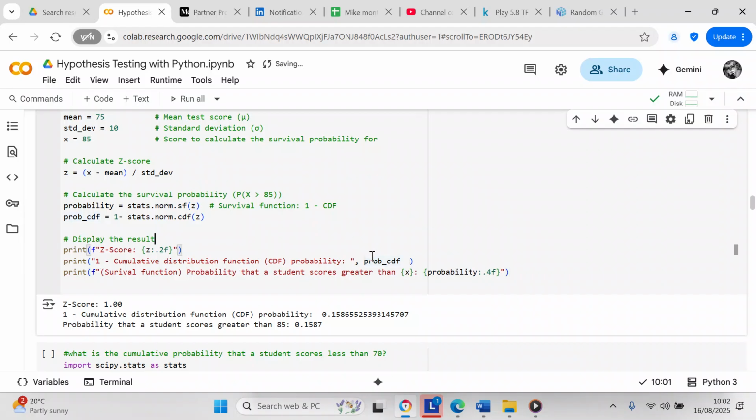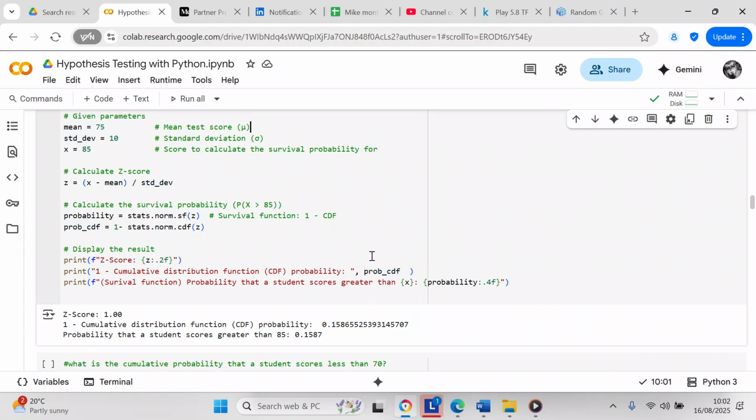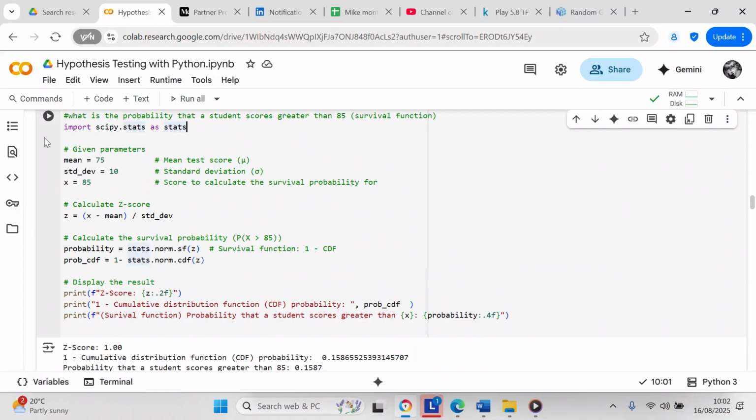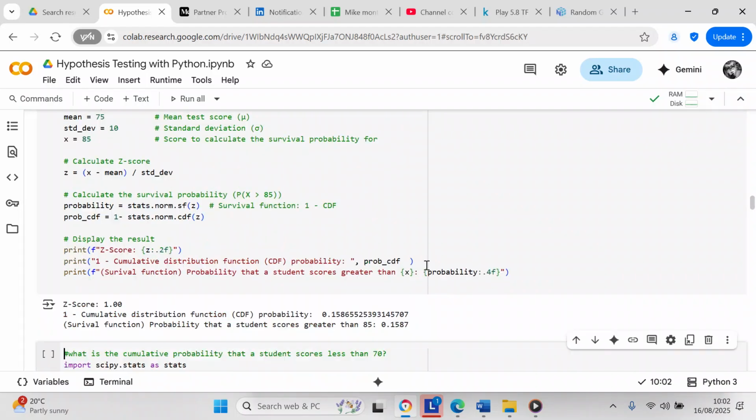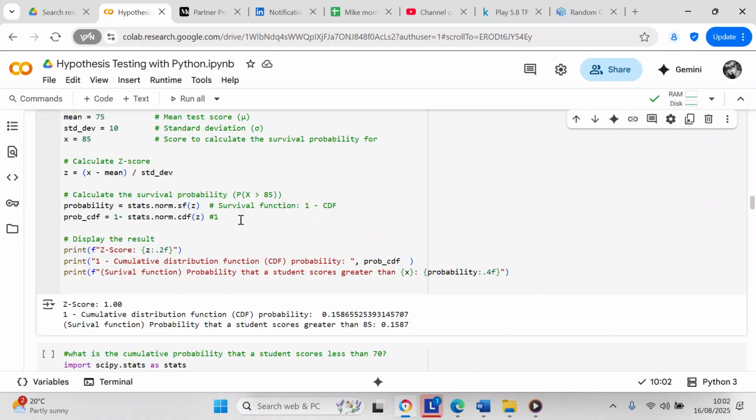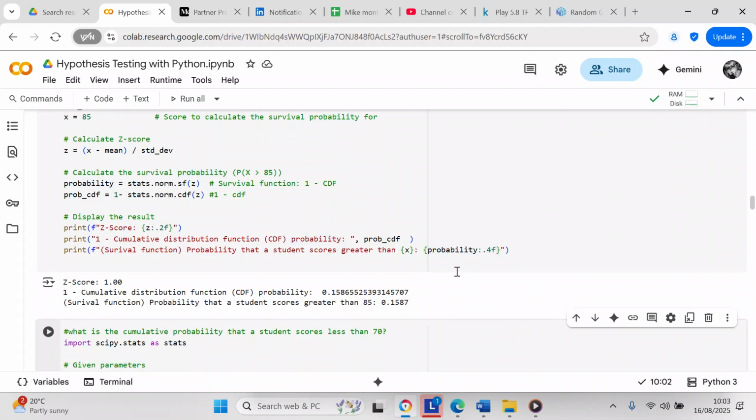We're going to run it again. So it says survival function. 1 minus CDF is 0.1587, and the survival function is 0.1587. So 1 minus CDF and the survival function give you the same results. That's interesting, isn't it? You can use both of those, whichever one you feel the most comfortable with.